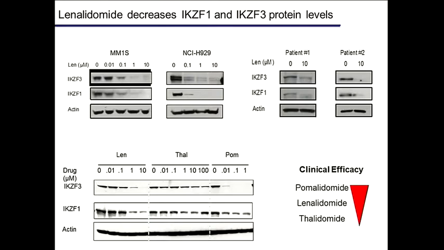And the activity of these various drugs in myeloma and their potency is recapitulated in their loss of expression of these proteins. So pomalidomide is the most potent drug, and at low concentrations, just 10 nanomolar, we're getting a decrease in IKZF3 abundance, and by 100 nanomolar, it's all gone. Lenalidomide is slightly less potent, and thalidomide is the weakest drug. And so the degradation of these proteins mimics their clinical efficacy and their potency in other assays.